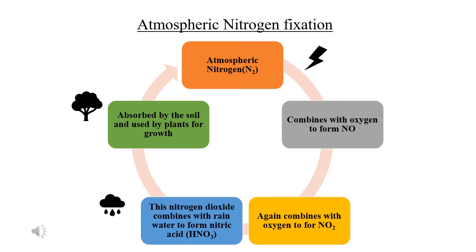And this is how nitrogen from the atmosphere, with the help of the energy obtained from lightning, is brought to the microorganisms present in the soil and to the plants. So this is known as atmospheric nitrogen fixation.